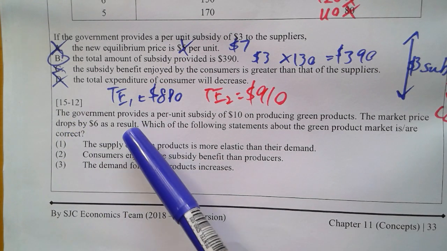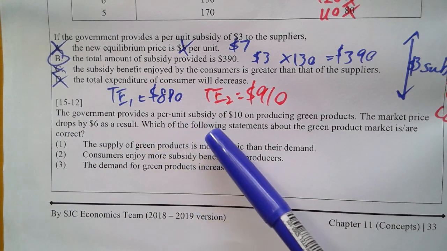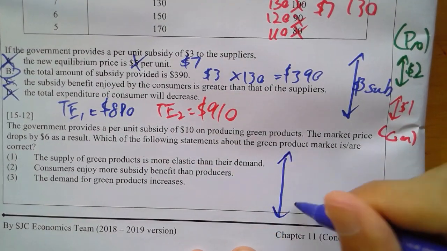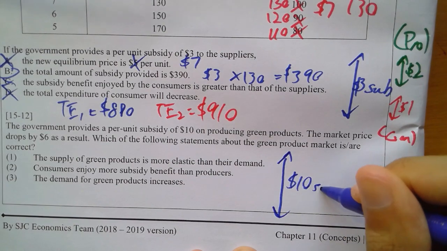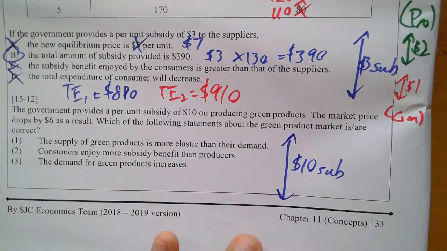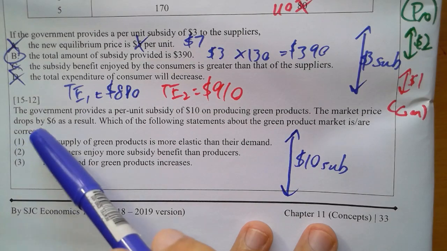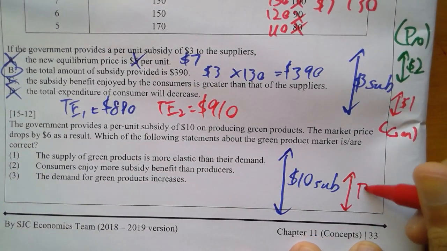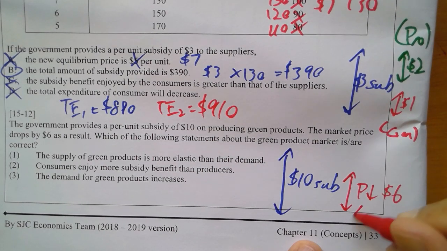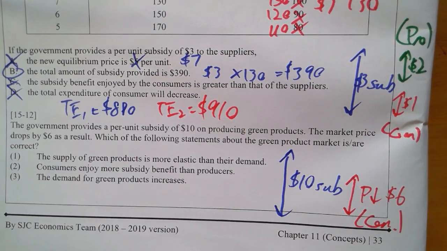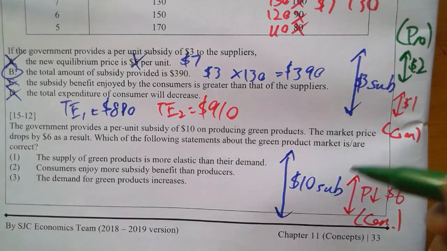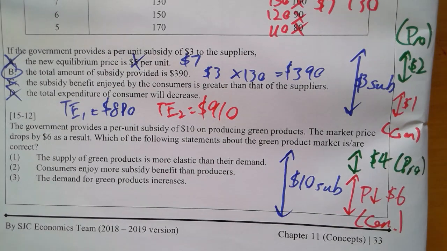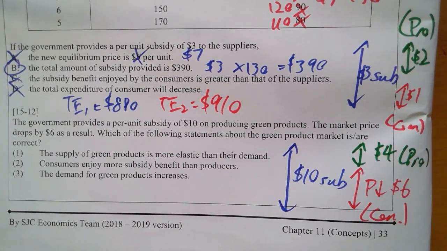2015, DSE, okay? The government provides a per unit subsidy of $10. 啊，我哋玩玩玩啦嘛。那$10 subsidy, right? 係咪啊？我哋而家有$10嘅 subsidy 啦。The market price drops by $6, so here price drop by $6. Consumer gets the benefit. Then the rest of the $4 will be producer benefit. 系咪啊？Producer 攞到个 benefit 啦，系咪啊？All right.